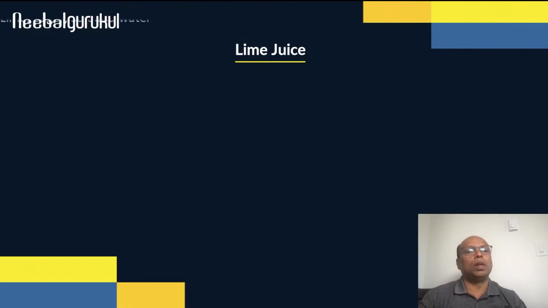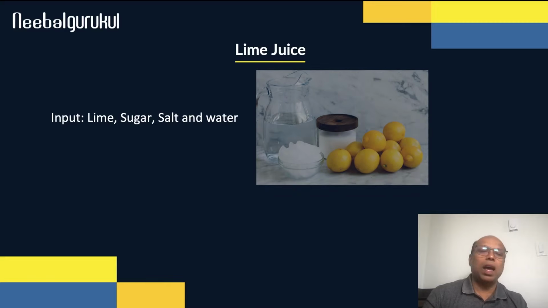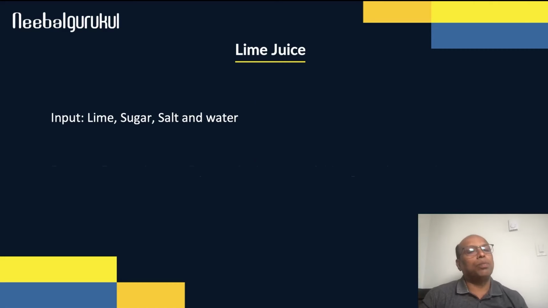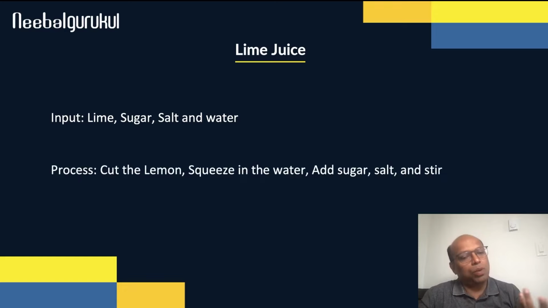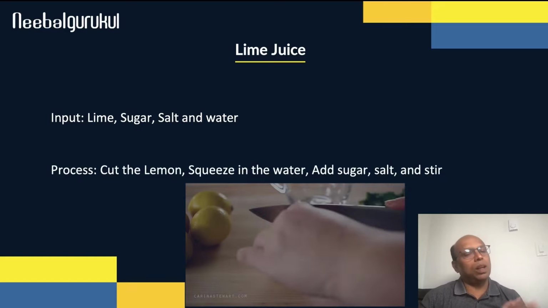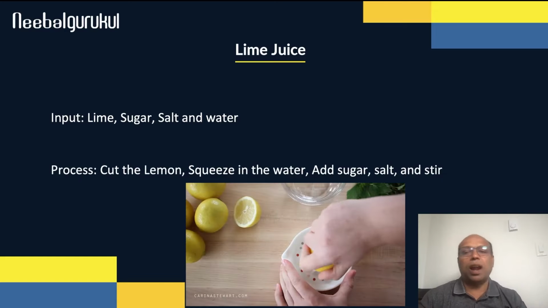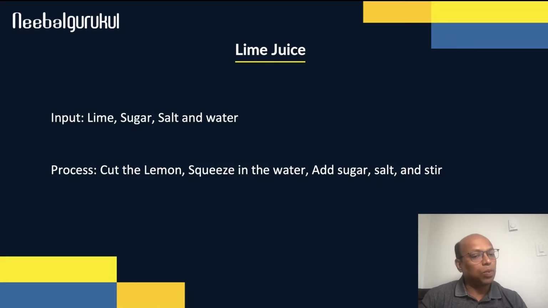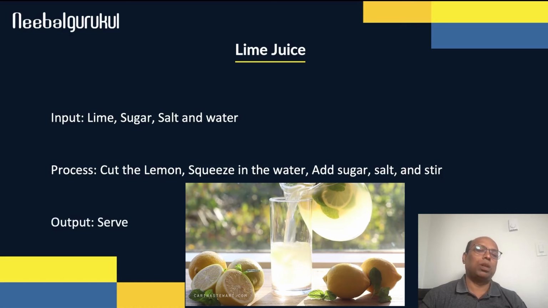First, I will get my lime, sugar, salt, and water, everything. I'll keep it ready, right? Without that, I won't be able to make a lime juice. Then I will process whatever I got. In the process, I'll cut the lemon, squeeze in the water, add the sugar and salt, and stir it. Then next, I'm going to serve it.